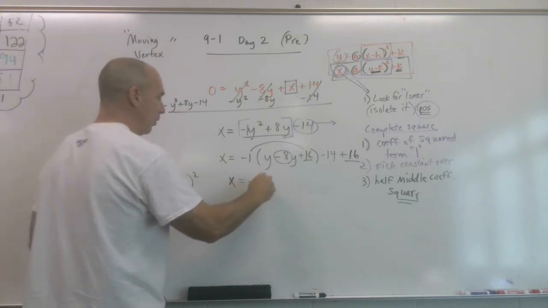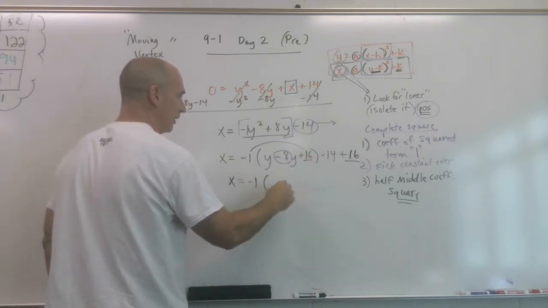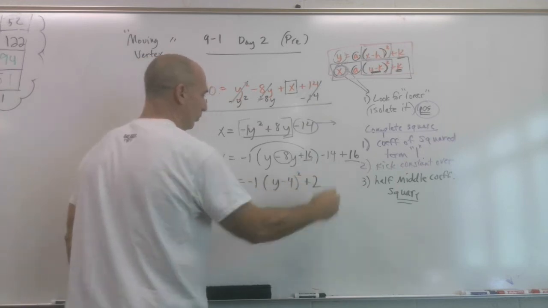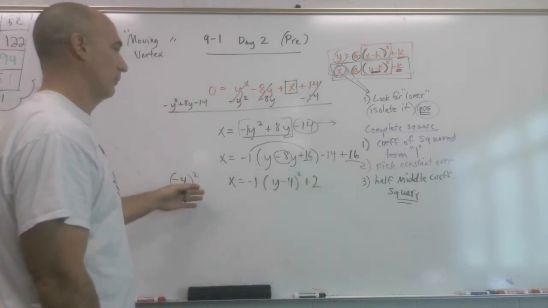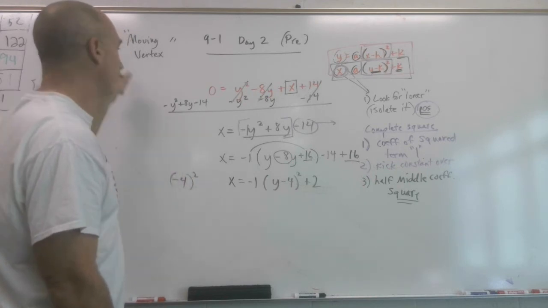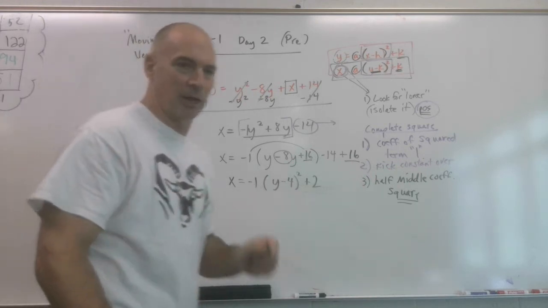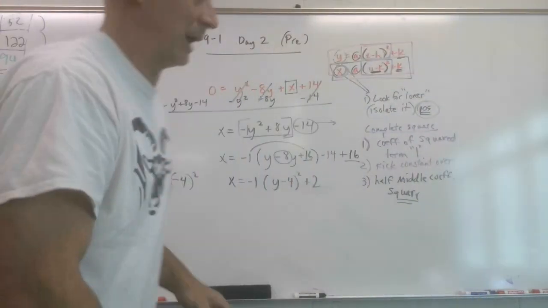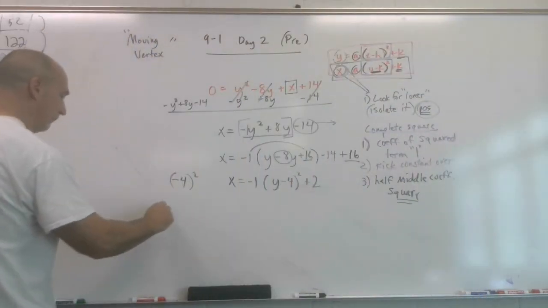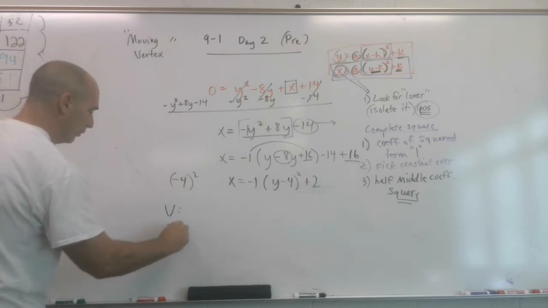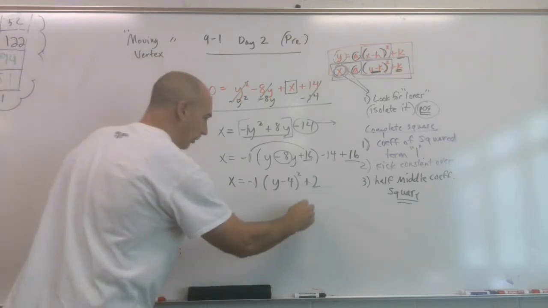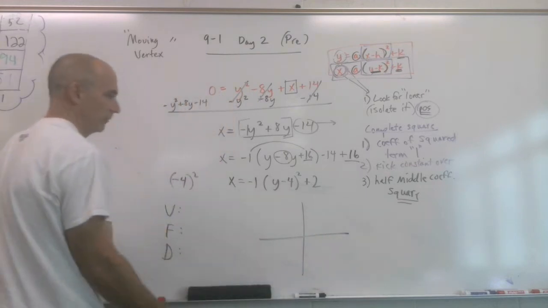X equals negative 1. There's my perfect square trinomial. Factors into y minus 4 squared plus 2. All right, what do we do with that? Well, now they're going to ask us, let me make sure I know what they even ask for. So they're going to ask us for everything. Vertex, focus, directrix. Well, we got to get a picture. Hope I have space here.